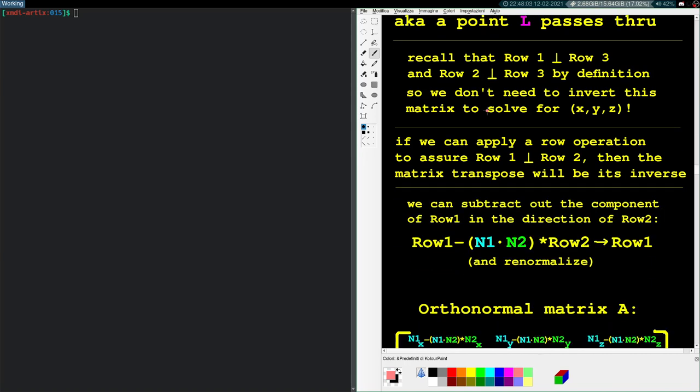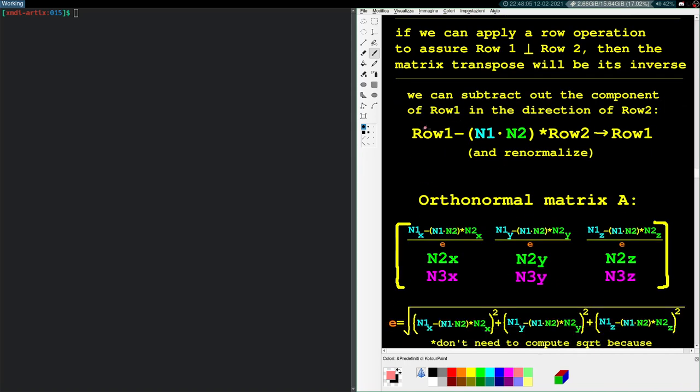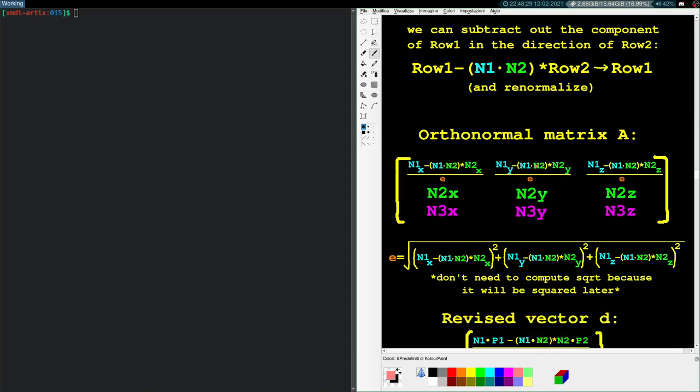So that row operation is basically shown here. You're taking row 1, subtracting out the N1 dot N2, so the N2 component in the direction of N1, of row 2, and storing that in row 1. So basically you're just subtracting out the N2 component of N1, and then you're renormalizing it. It's very important to renormalize because you have to have an orthonormal matrix for the transpose to be the inverse, I believe. And so you'll have something like this.